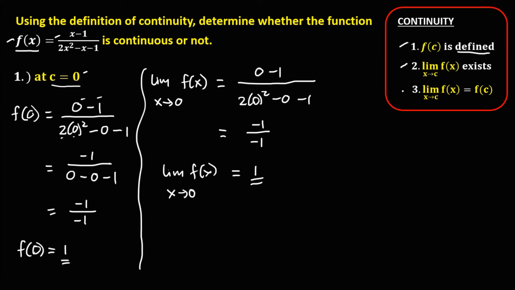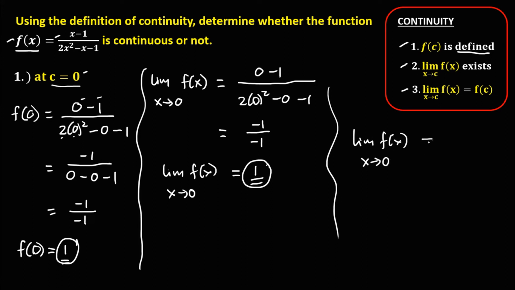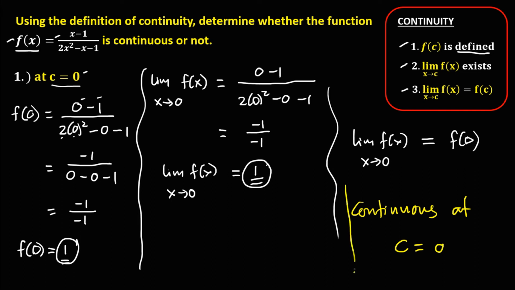Then for the third condition, that the limit of f of x as x approaches c equals f of c. Since the limit of f of x as x approaches 0 equals positive 1 and f of 0 is also equal to positive 1, therefore the limit of f of x as x approaches 0 is equal to f of 0. So since we have the three conditions, therefore this function is continuous at c equals 0.